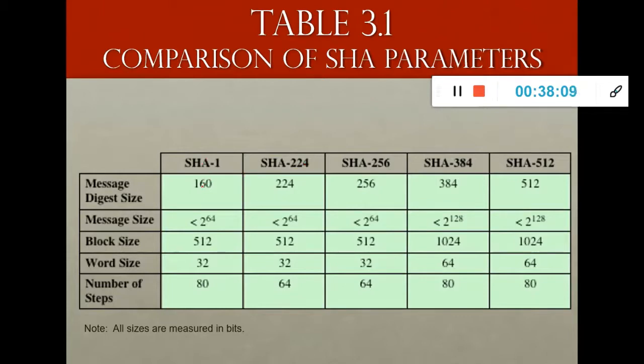So you have the message digest size. You have 160 for SHA version 1, but this one is SHA version 2, with 256, 384, and 512. The maximum message size is less than 2 to the power 64 for SHA-1, and less than 2 to the power 128 for the others. The block size is 512 and 1024. Word size 32 and 64, and number of rounds. All sizes are measured in bits.